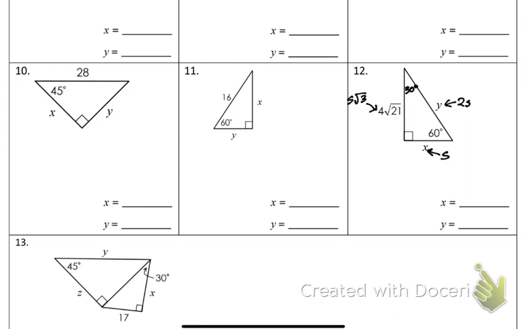All right, so now I can circle the one that I have information about. I have information about this one. So I have S square root of 3 equals 4 square root of 21. I'll divide both sides by square root of 3, and I have S equals 4 square root of 21 over square root of 3.